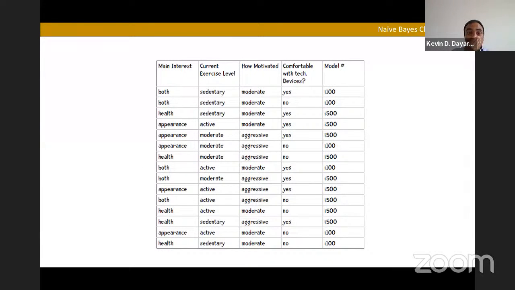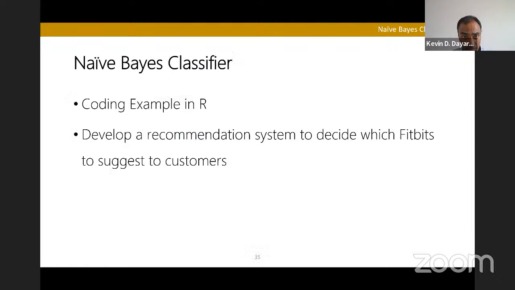So here is this data regarding what these hypothetical customers filled out, for the I-100 and I-500. And this can be used as the basis for constructing a naive Bayes model. So we've got a coding example in R, and we can develop a recommendation to decide which Fitbits to suggest to customers. Let me first go into the theory here.